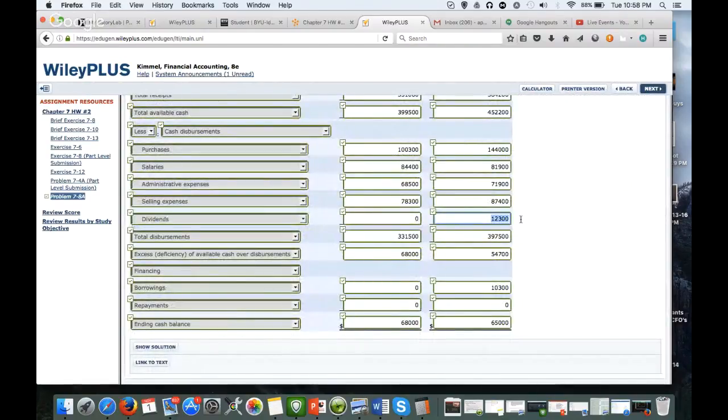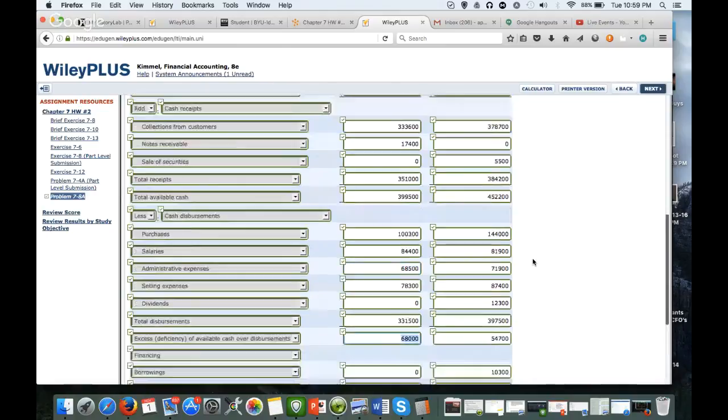Now, at this point in the process, we can sum together our total disbursements. We'll add together these values to get 331,500. And over here in February, we'll total 397,500. At this point, we'll be able to determine our excess or deficiency of available cash over disbursements by subtracting our total disbursements from our total available cash. So 331,500 subtracted from 399,500 gives us 68,000.